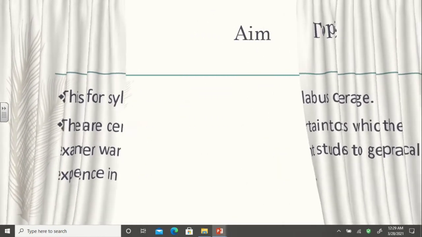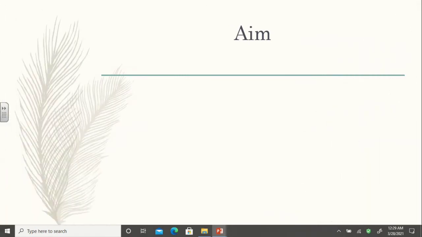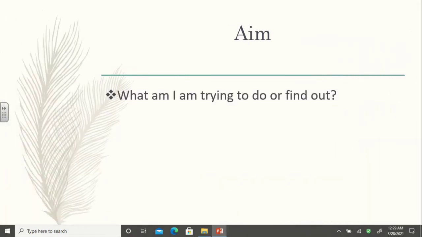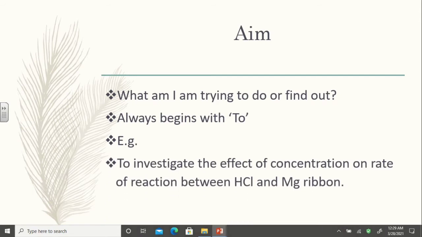Then the next thing is your aim. You need to have your aim in your lab. And of course, your aim begins with "To". And this is what you're trying to find out in your lab. You have to have an aim. You can't get around this. You must have an aim if you are writing up a lab experiment. There must be something you're trying to find out. Okay, and as I said, it always begins with "To". An example: to investigate the effect of concentration on the rate of reaction between magnesium ribbon and hydrochloric acid.